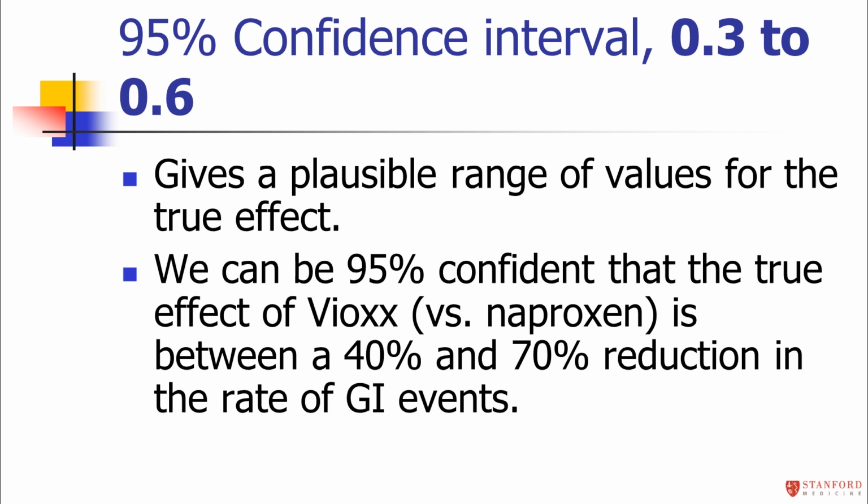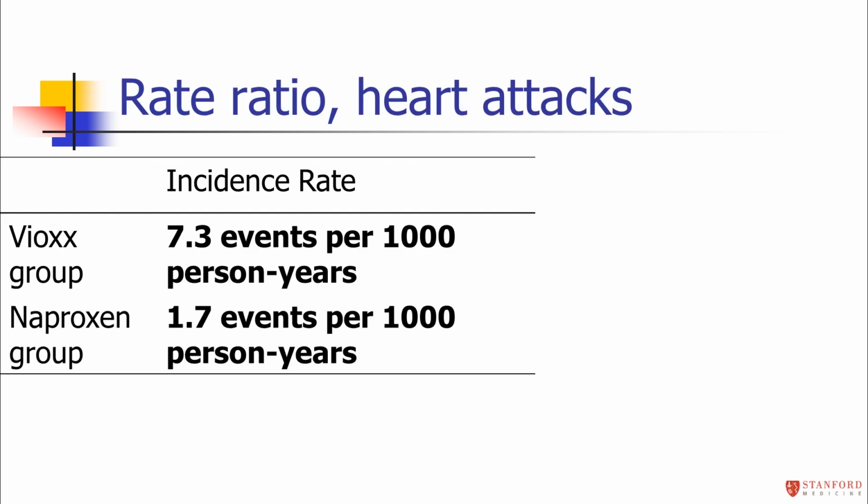Another way to interpret it is we say we can be 95% confident that the true effect of Vioxx versus naproxen is between a 40% and 70% reduction in the rate of GI events. Where did that 40% and 70% come from? The upper limit of the confidence interval is a relative risk of 0.6. That's a 40% reduction in risk. The lower limit of the confidence interval is a relative risk of 0.3. That's a 70% reduction in risk.